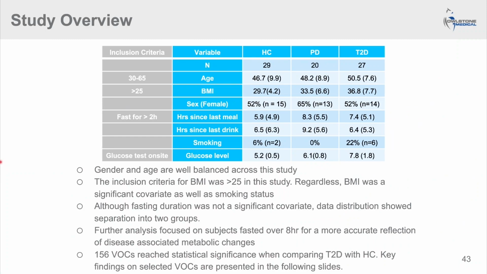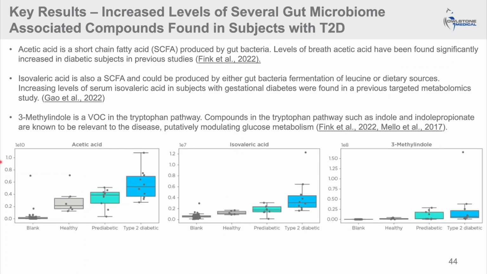So in our study, we enrolled 29 healthy controls, 20 subjects with pre-diabetes, and 27 subjects with type 2 diabetes. And we can see here the characteristics of these subjects. So they were asked to fast for more than 2 hours before breath collection, and then we collected just one breath sample and analyzed it with Breath Biopsy OMNI to identify features that could be discriminatory between the different groups.